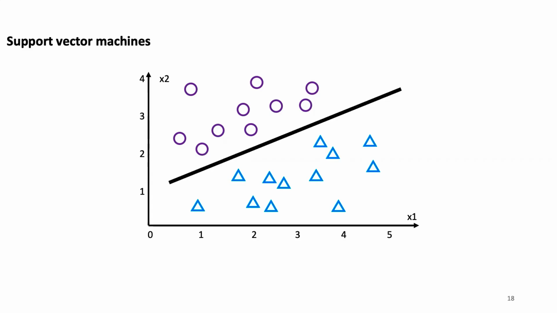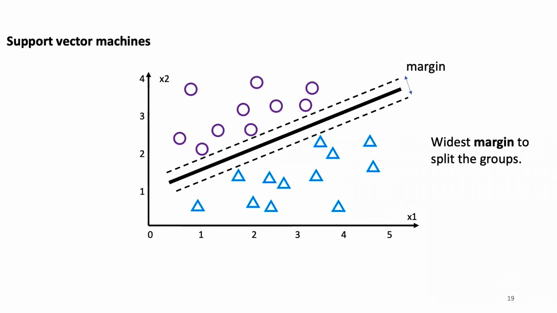The support vector machine will say, this is the best. This is the best separator. Because based on this separator, we can find the widest band that splits the data into 2 groups. The band is called the margin.